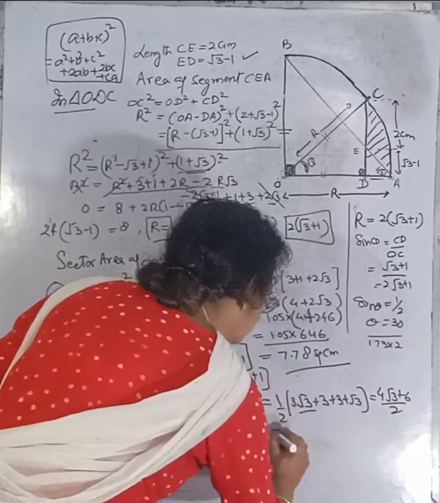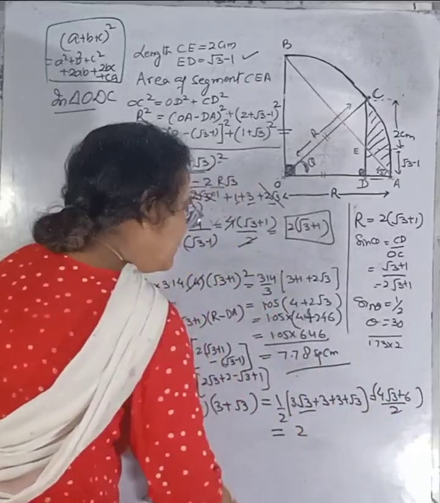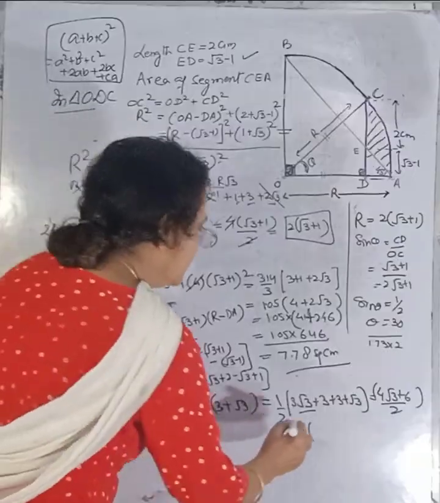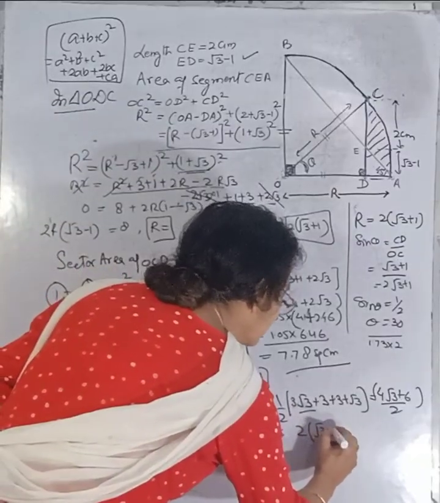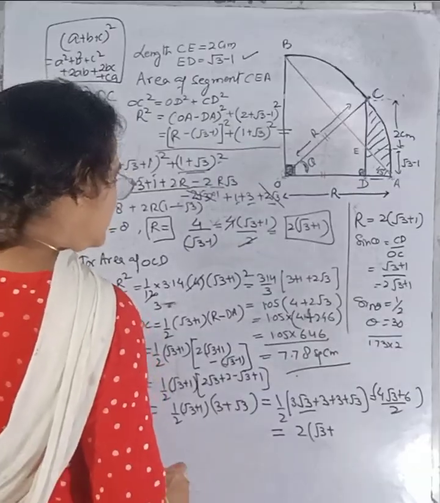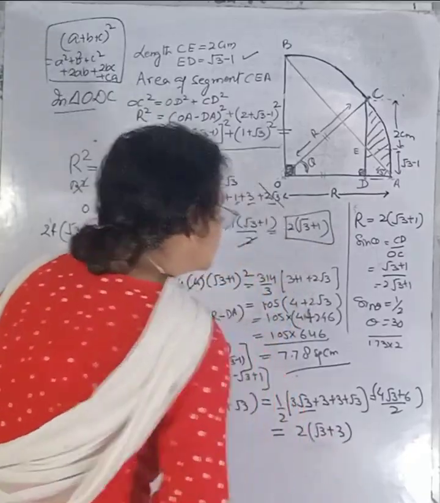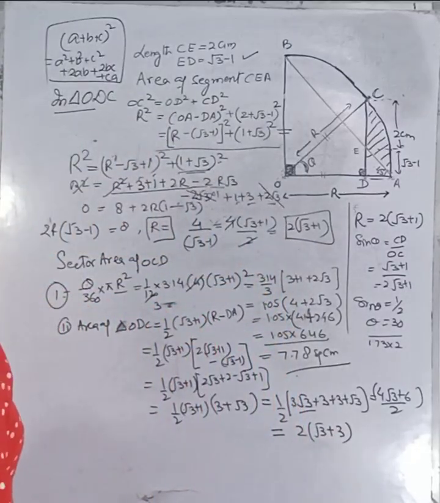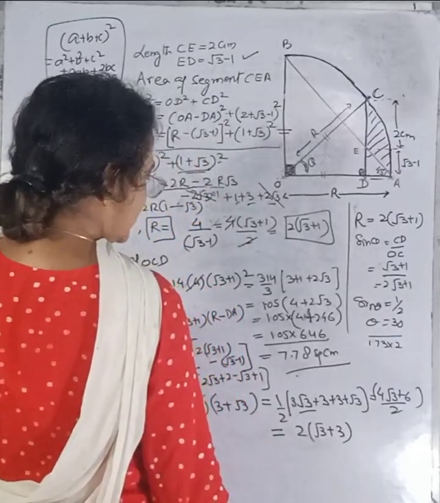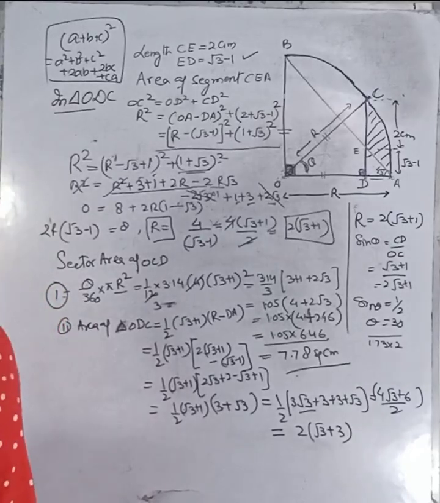That will be equal to 2 can be taken as a common. So that 2 times root 3 plus 3. Okay? 2 times root 3 plus 3. And 2 gets cancelled. 2 times root 3 plus 3. Okay.